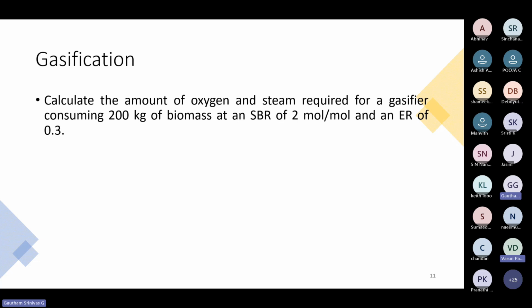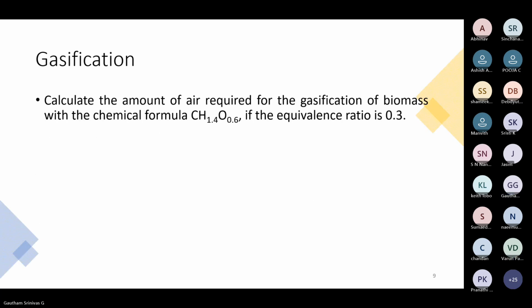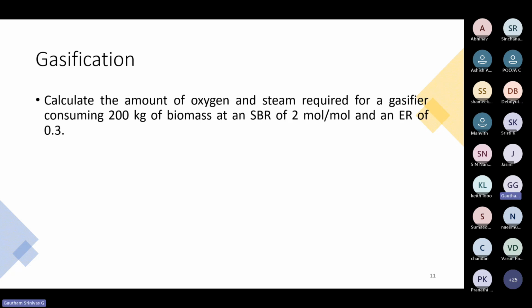But the molar mass of biomass was mentioned in kg per kilomole, so this is also in mole, right? The molar mass of steam is 18 kg per kilomole. It is either grams per mole or kilogram per kilomole, both are the same unit. So what is the steam to biomass ratio on mass basis? That is 1.56 kg of steam used for 1 kg of biomass.